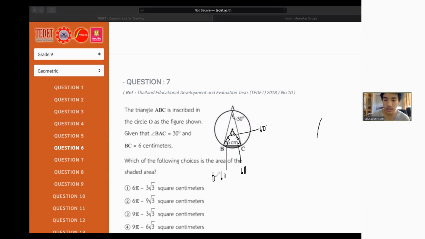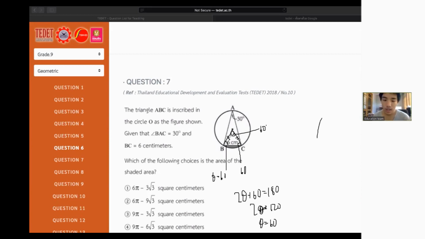If we call this theta, we have 2 theta plus 60 plus the 60 up here plus the 60 here must be 180. Because the angles in a triangle add up to 180. So 2 theta equals 120, theta is 60. Okay, so what do we get?